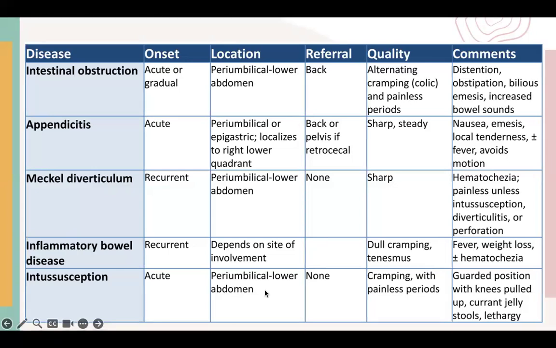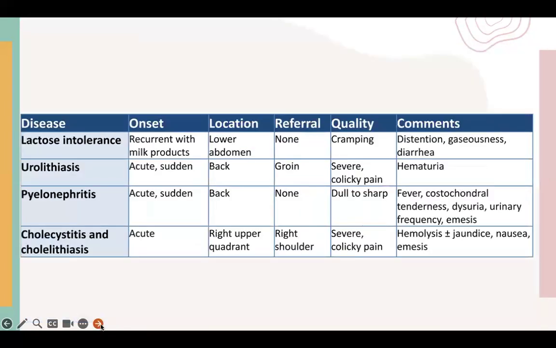Intussusception: again periumbilical cramping pain, and the position is important, the guarded position with knees pulled up, red currant jelly stools, and lethargy. It should be highly suspected in infants with dysentery as well, with this kind of crampy pain with positioning. Other symptoms can present with lactose intolerance: recurrent diarrhea, lower abdominal pain with distension, gas, and perianal rash.